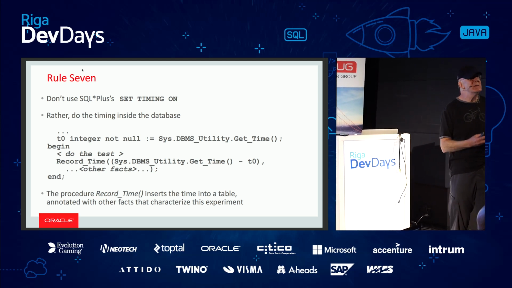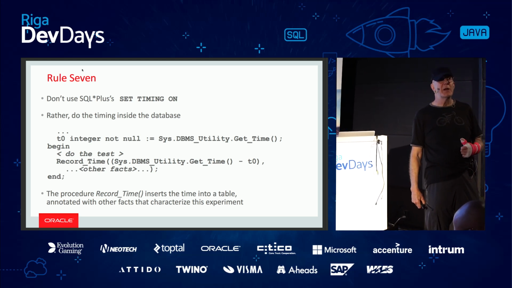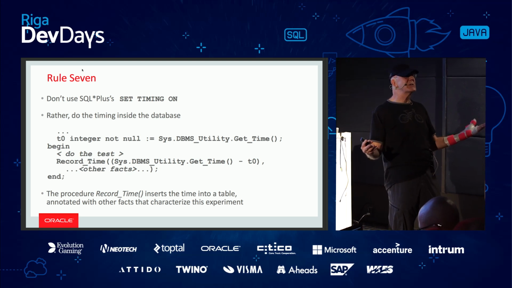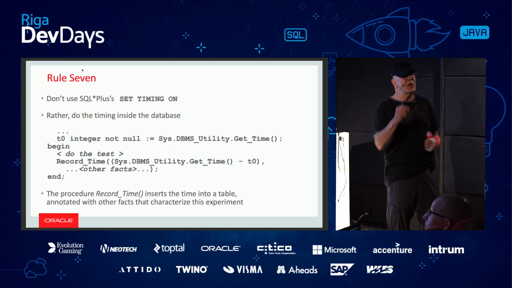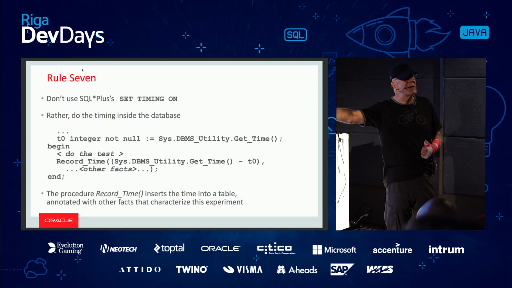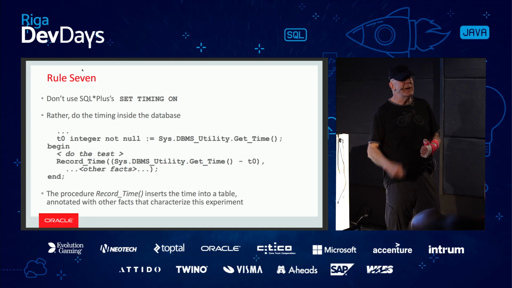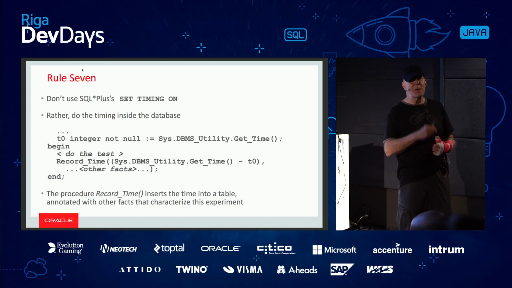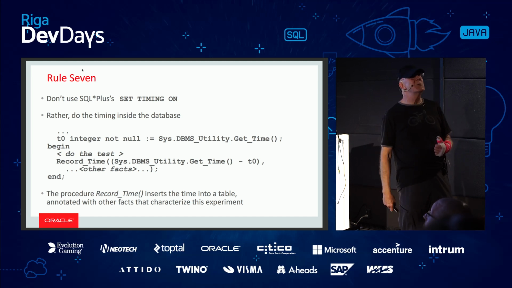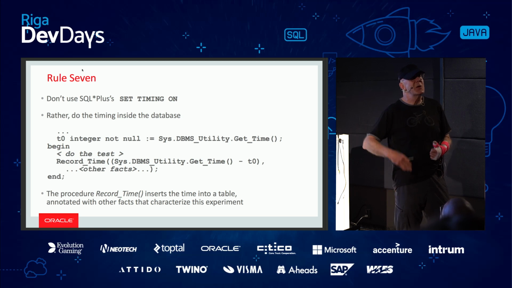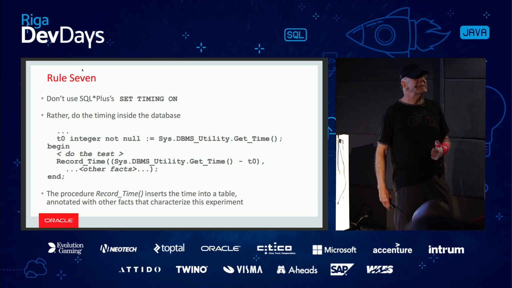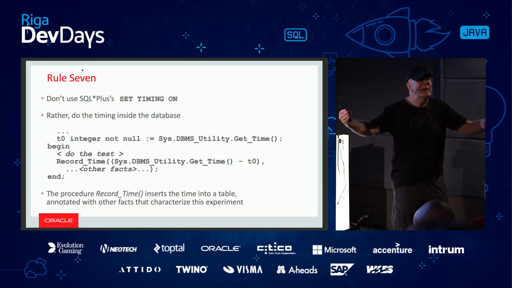Now, when the time comes out, what are you going to do? A, just print it to the screen with DBMS output and copy and paste that into an Excel spreadsheet, or even worse, an email that you then send to me immediately without thinking. Or are you going to B, write it into a table in the database so that you can later do some statistical analysis? It's B, isn't it?